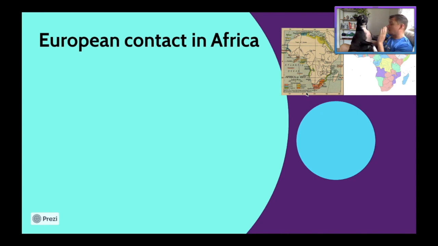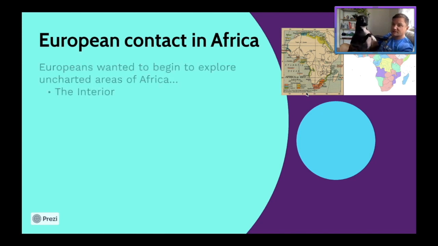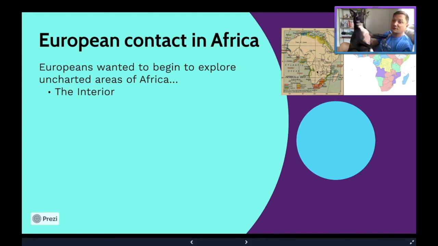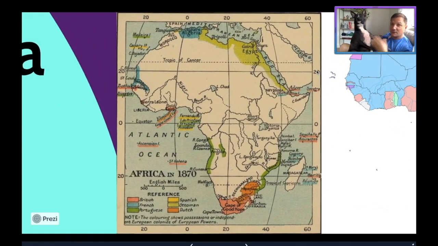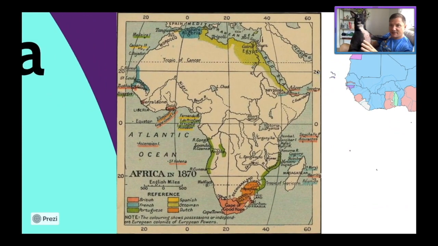We also talked about how they were trying to navigate around Africa, trying to get past the Cape of Good Hope and get to Indian spices. So Europeans have been there for quite some time. But now they want to explore the parts of Africa that they've never charted, right? If you look at this map of Africa, I believe around 1870-ish, right?